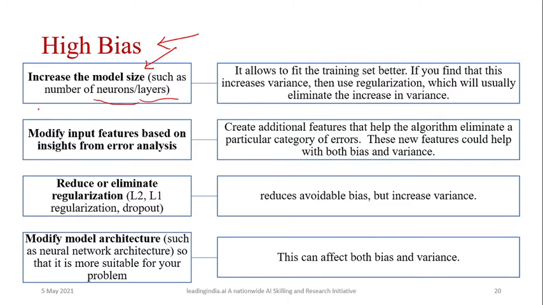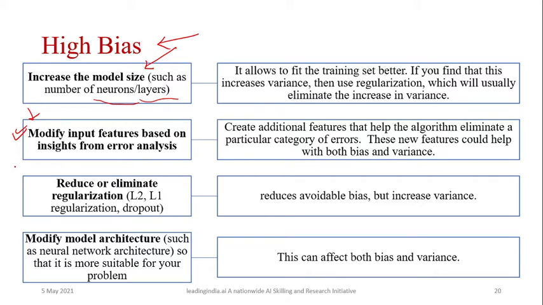Another thing we can do to solve the high bias problem is modify input features based on error analysis. Once you have a high bias problem, definitely you can check the errors. What kind of error is occurring? Based on that error, you can figure out which features are imposing that error or which features have a high impact on that error. Then you work on that feature and you'll get a better result.